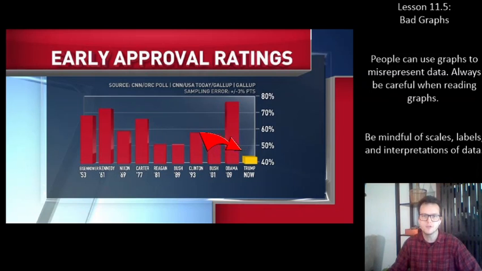It's even a different color, and it looks so little, just to make him look so inferior to all these other folks, all these other previous presidents. When in reality, the scale starts at 40. He's not that far behind most of them. He seems to be the lowest on there, but he's not that far behind. So this graph is trying to make you believe, like, oh, everybody hates this guy. Whether that's true or not, this graph is bad.